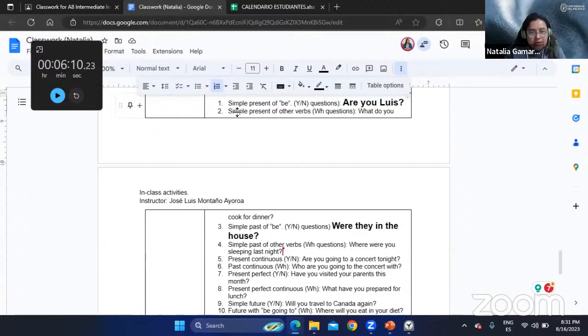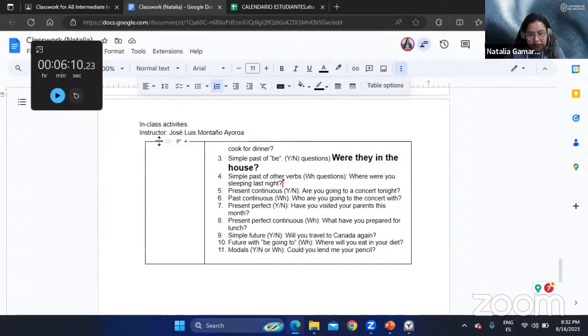A simple present of other verbs. What do you cook for dinner? Simple past of other verbs. Where were you sleeping last night? Present continuous. Are you going to a concert tonight? Past continuous. Who are you going to the concert with? Present perfect. Have you visited your parents this month?